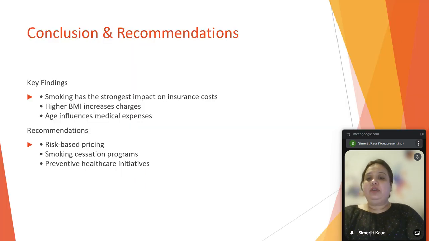Conclusions and recommendations. In conclusion, the investigation identified the major factors affecting medical insurance cost. The results showed that smoking has the strongest impact on insurance charges. BMI and age were also found to significantly influence healthcare cost. Based on these findings, three main recommendations are proposed.